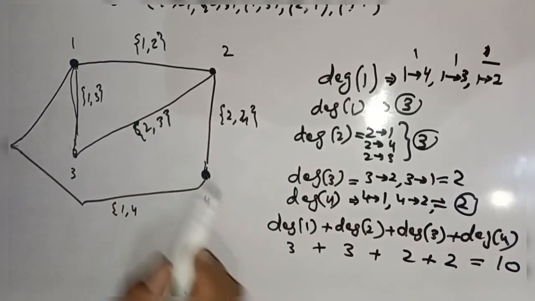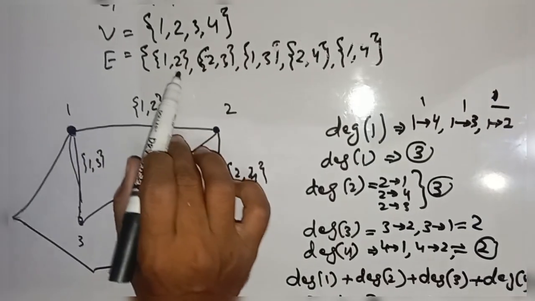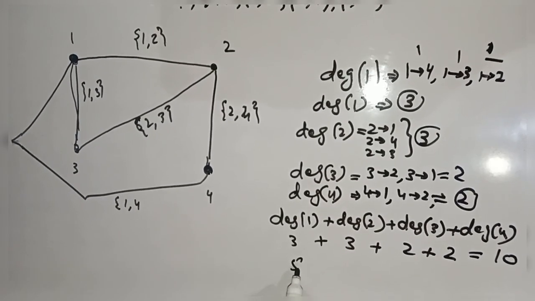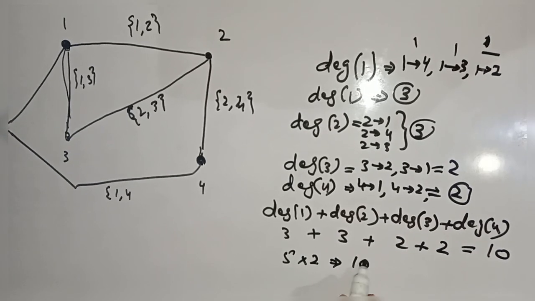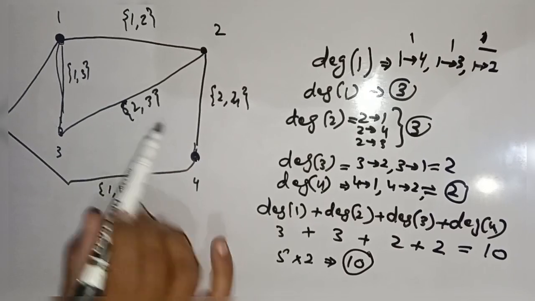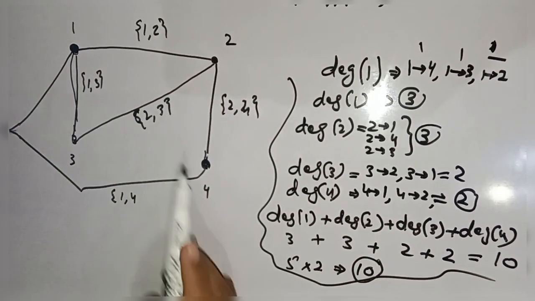We can also find this with a shortcut: how many edges are there? 1, 2, 3, 4, 5. So the total edges are 5. We multiply 5 by 2 and get 10. So we can find the total degrees this way, but here we found the degrees of each individual node.